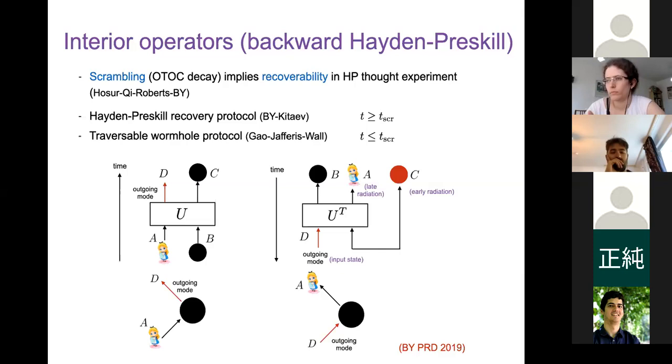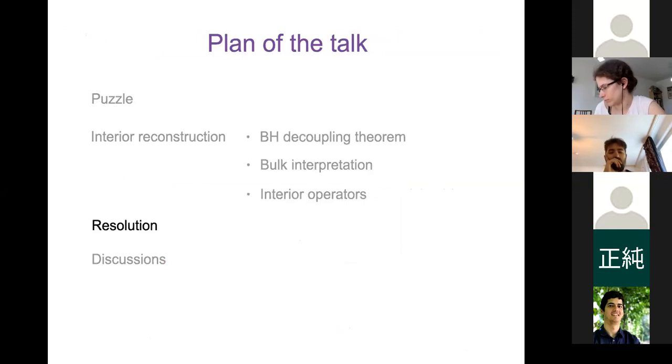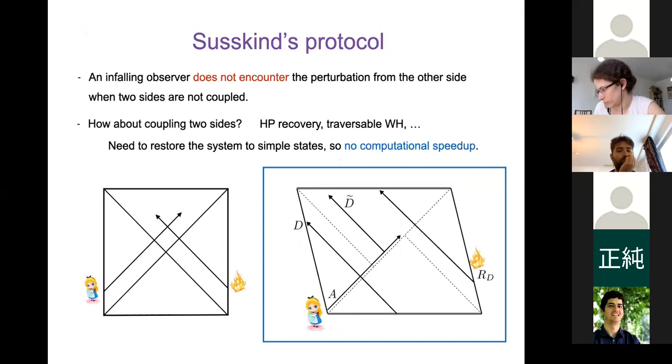Okay, now having reviewed the interior reconstruction, I would like to proceed to the resolution of the puzzle. So I will begin with Susskind's protocol. But I guess by now it is probably obvious to all of you that this protocol does not work simply because an infalling observer will not see the signal that is coming from the other side of the black hole when two sides are not coupled. Again, the naive prediction from the original Penrose diagram just becomes invalid due to back reaction.